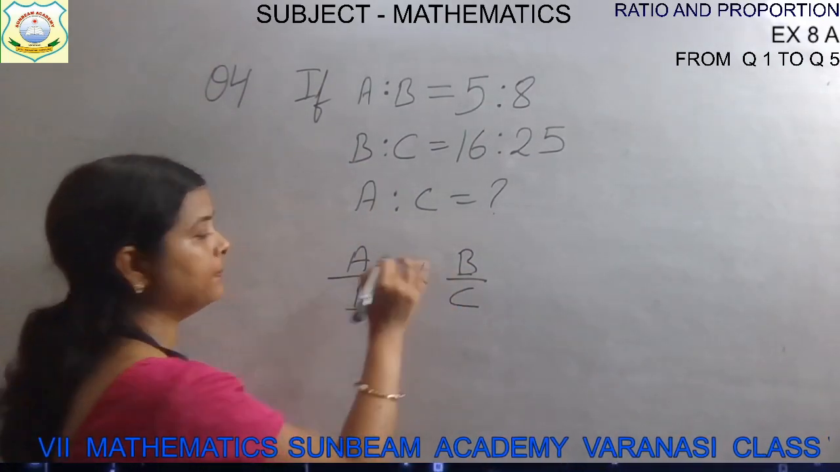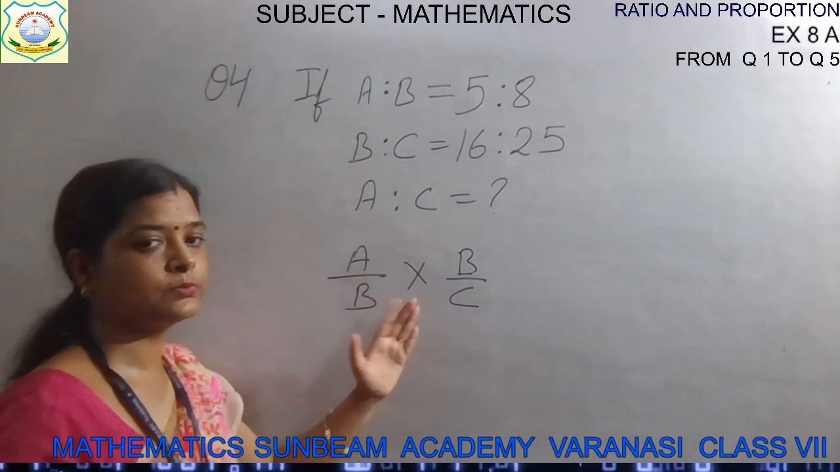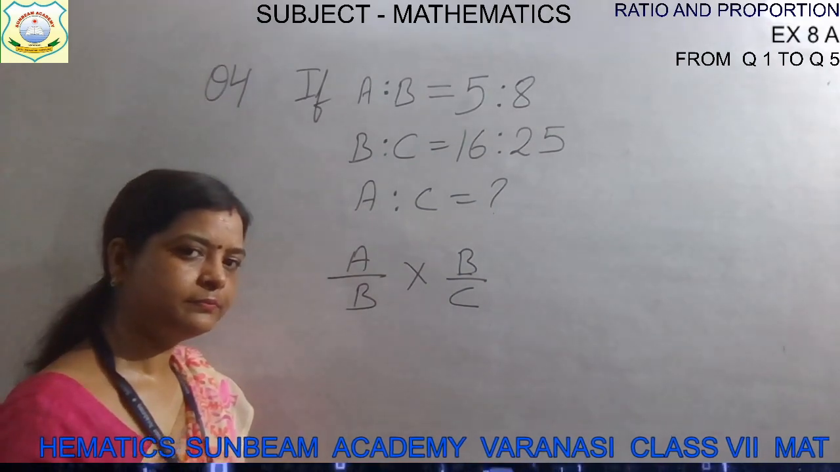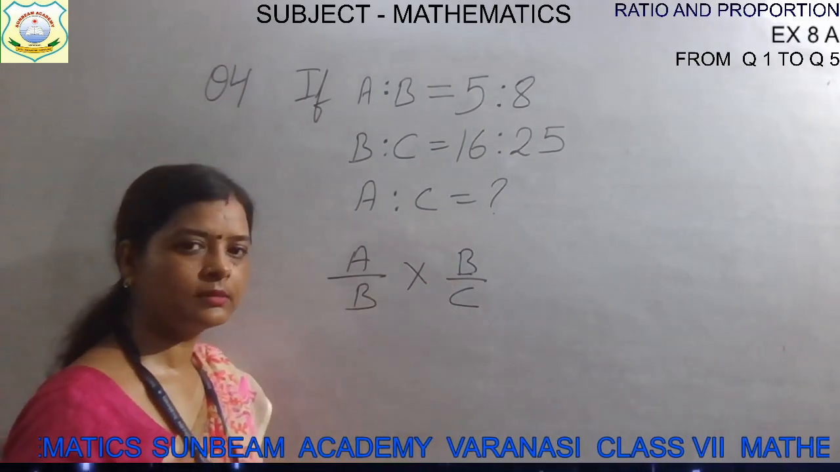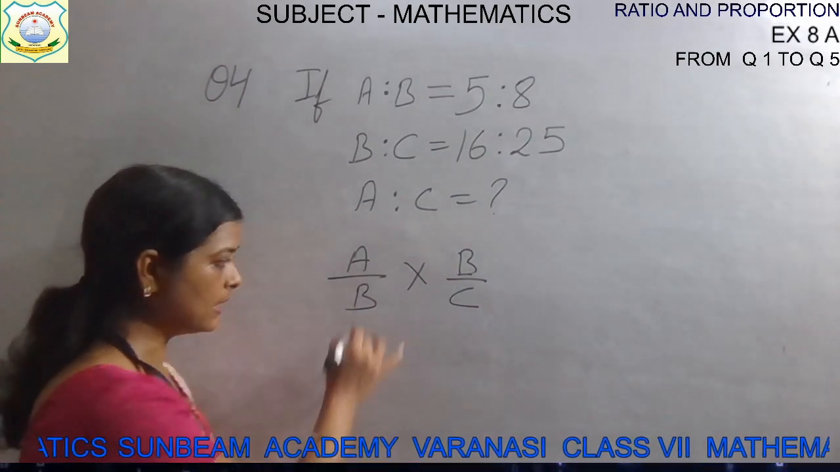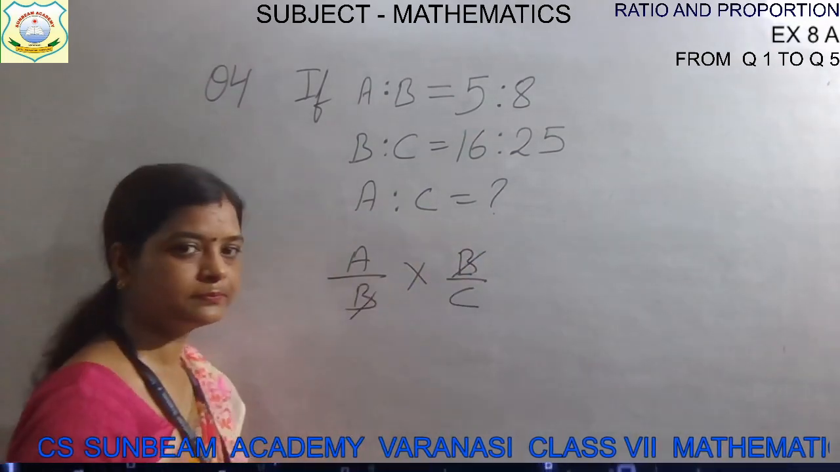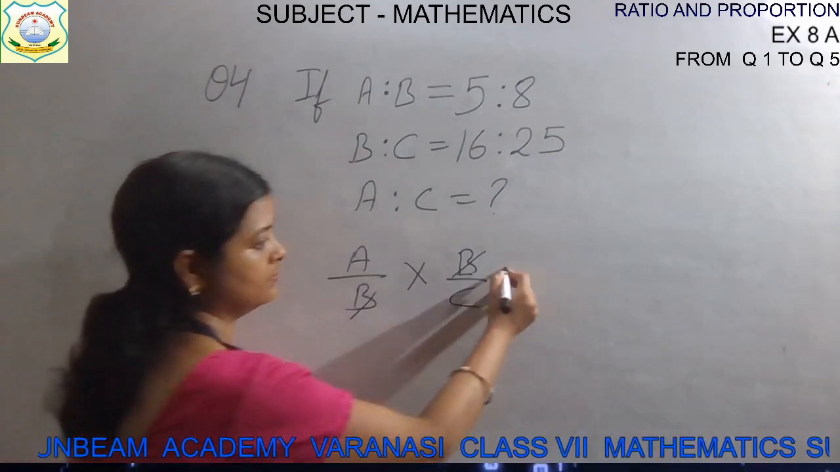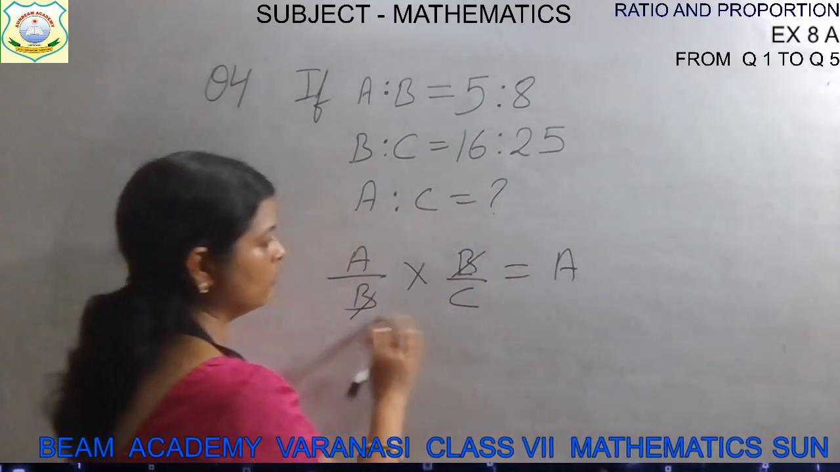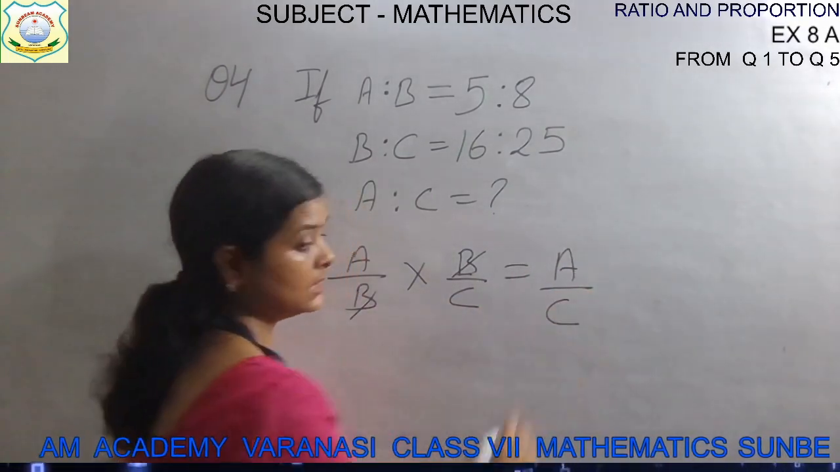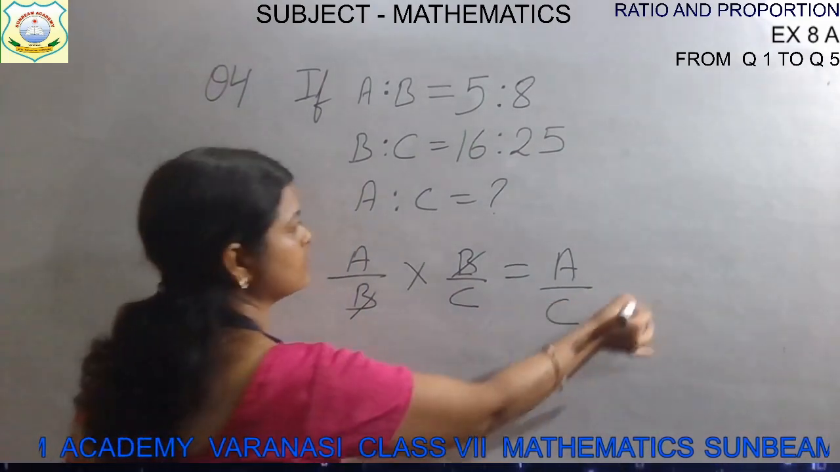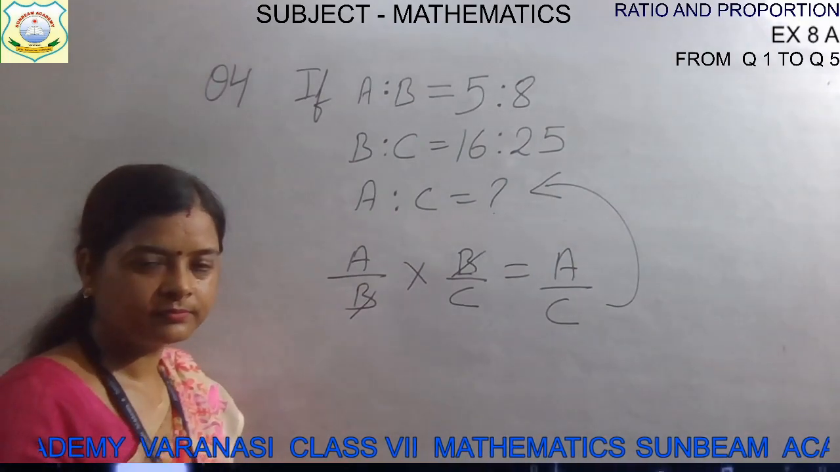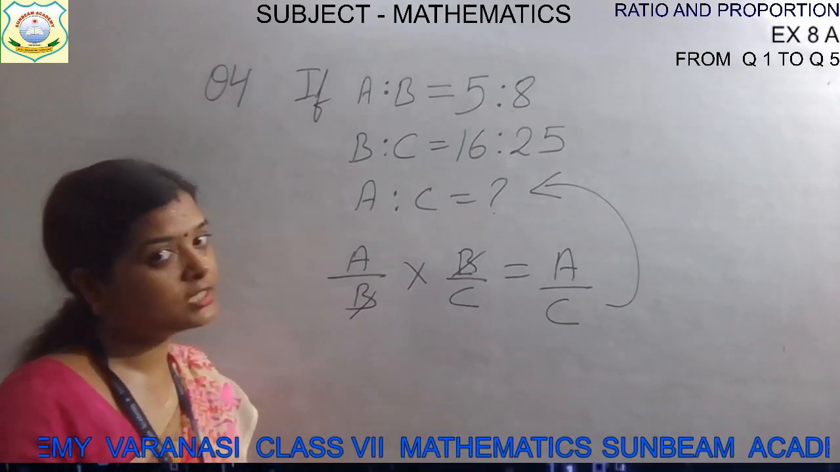When you multiply, see this one only. What will you get? This B and B are the same, can you cut this? Yes. What is left in the numerator? A. What is left in the denominator? C. Children, this is what we need: A is to C.